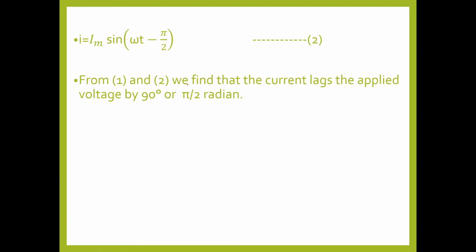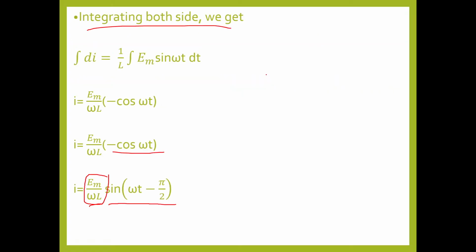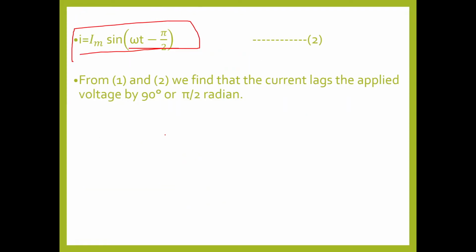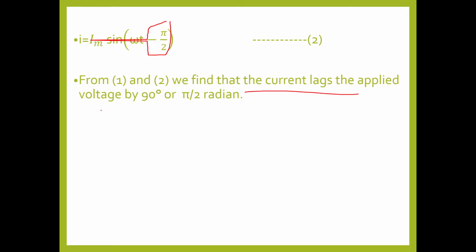Now, if you compare the current expression I equal to Im sin of omega t minus pi by 2 with the applied voltage equation E equal to Em sin omega t, you can observe there is an additional term, minus pi by 2, in the current equation. This minus pi by 2 represents that current lags voltage by an angle of pi by 2 in radians. In degrees it is 90 degrees.